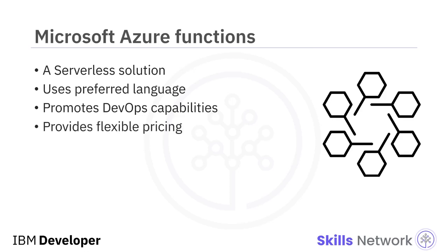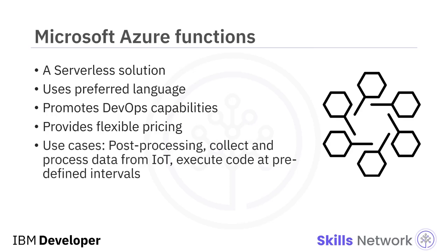With the consumption plan, you only pay while your functions are running, while the Premium and App Service plans offer features for specialized needs. There are many different use cases for Azure functions. For example, run code when a file uploads or changes in blob storage, collect and process data from IoT devices, or execute code at predefined timed intervals.